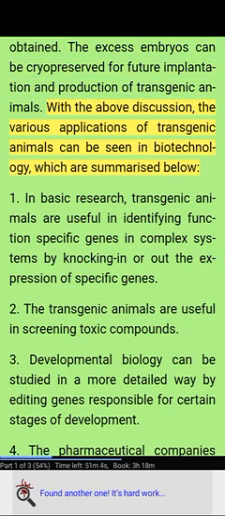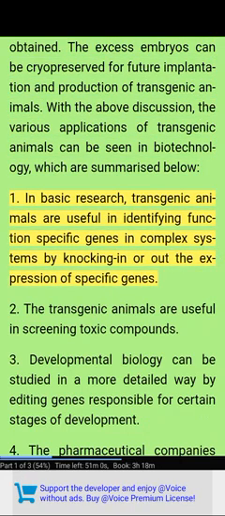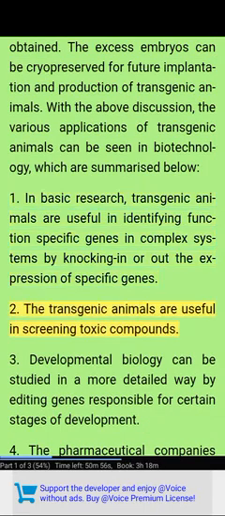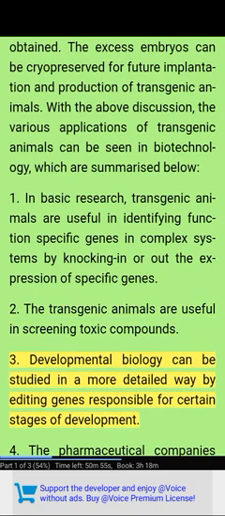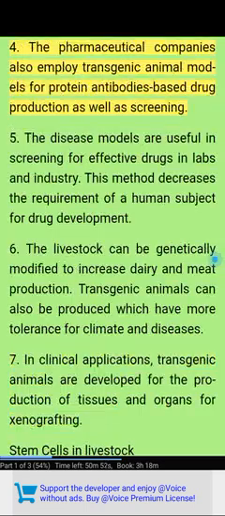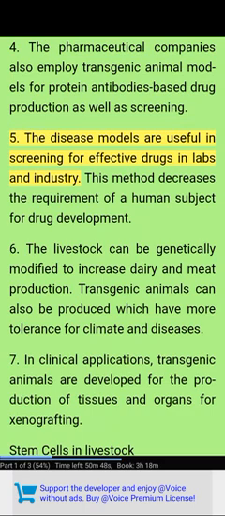With the above discussion, the various applications of transgenic animals in biotechnology can be seen, which are summarized below. 1. In basic research, transgenic animals are useful in identifying function-specific genes in complex systems by knocking in or out the expression of specific genes. 2. The transgenic animals are useful in screening toxic compounds. 3. Developmental biology can be studied in more detail by editing genes responsible for certain stages of development. 4. The pharmaceutical companies also employ transgenic animal models for protein and antibody-based drug production as well as screening. 5. The disease models are useful in screening for effective drugs in labs and industry. This method decreases the requirement of human subjects for drug development.